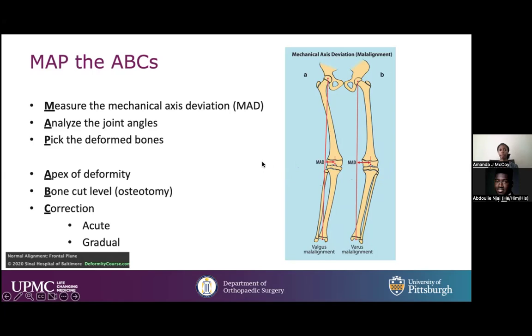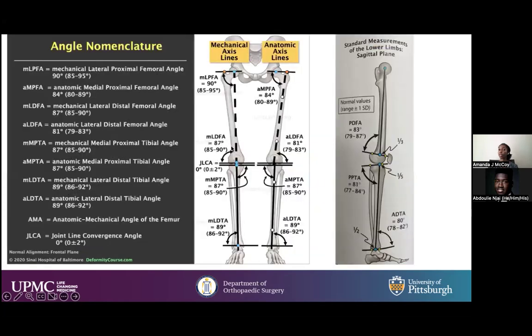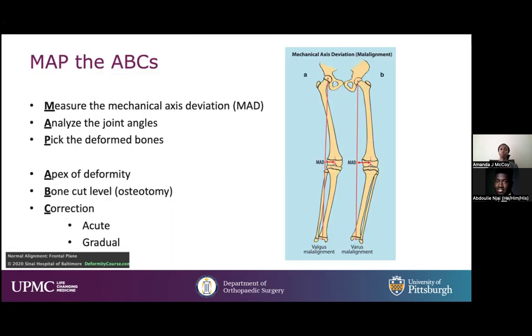Sometimes you might think there is varus only coming from the distal femur, but in fact, it's also coming from the proximal tibia and vice versa. Sometimes you have valgus in the proximal tibia, but you have varus in the distal femur, or vice versa, but one outweighs the other, so then you have more valgus or more varus.